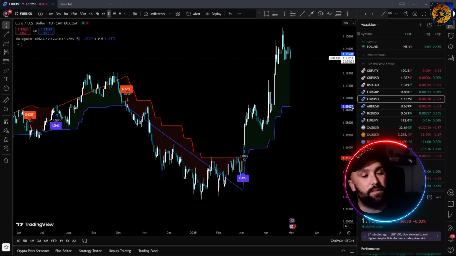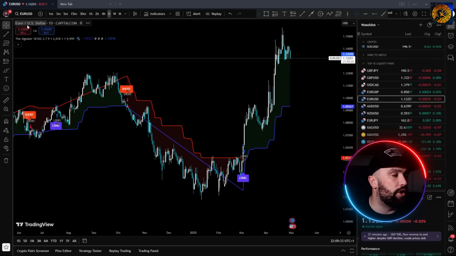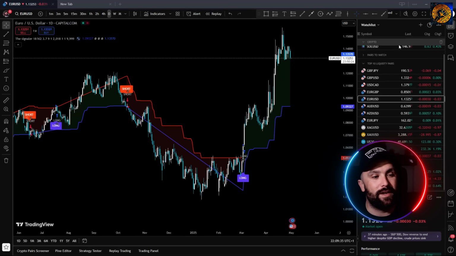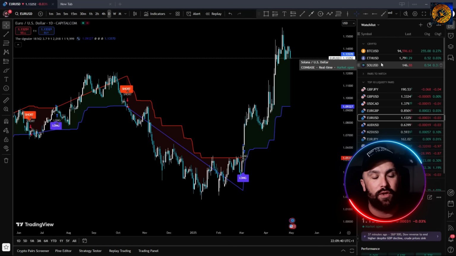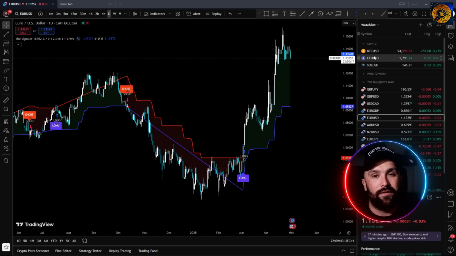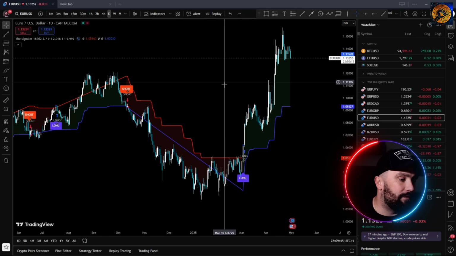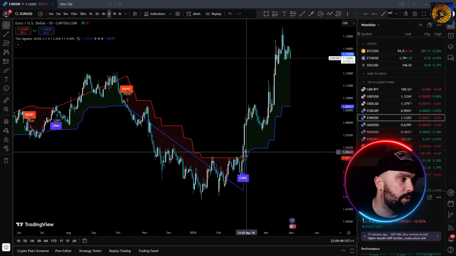Right, so here we have it guys. We are on the TradingView chart. We are currently on Euro USD. So this is on forex, but it's also usable on Bitcoin, Ethereum, and also Solana, and also multiple other cryptocurrencies as well. But for today we're going to be doing EU on forex.